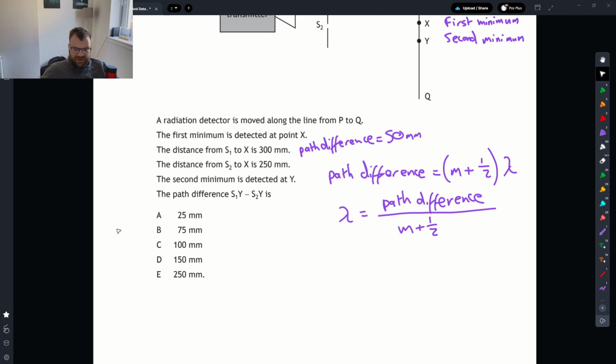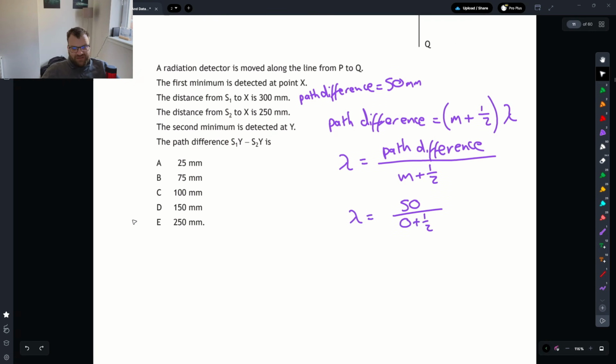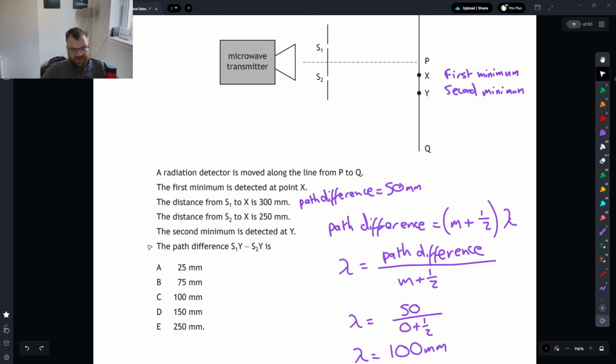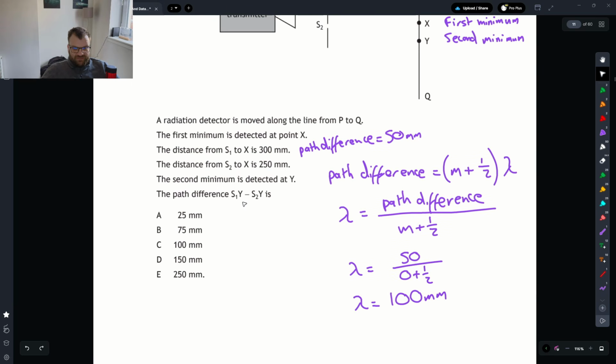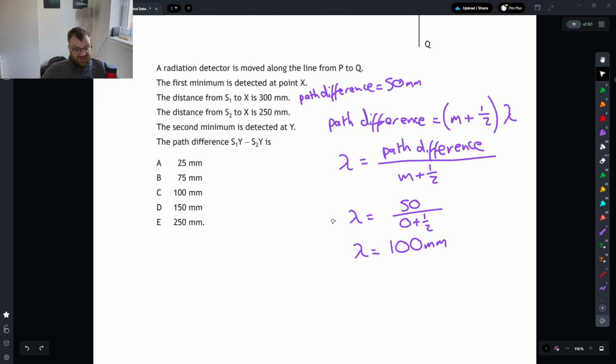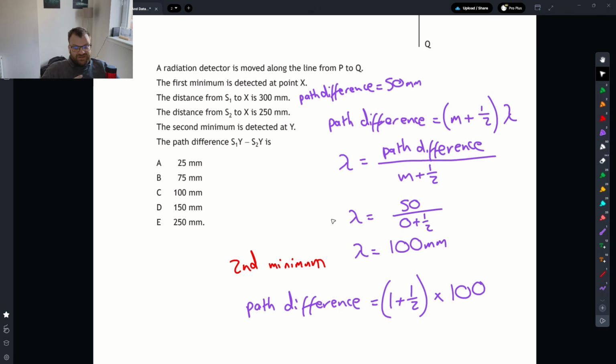It's the first minimum we're dealing with just now, which is when m is 0. And then the second would be 1. Third would be m equal to 2. So 50 over 0 plus half, which is just a half. And then 50 over a half gives you 100 millimeters for the first one. We are then dealing with the second minimum, and there are two ways of doing this. We could just plug that into the relationship. So path difference for the second minimum is going to be 1.5 times the wavelength, which is 100, which would give you 150 as our answer.